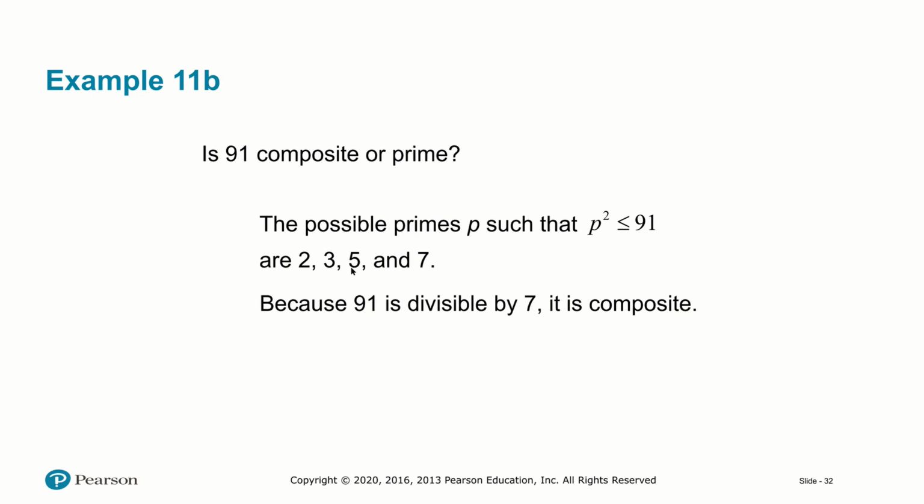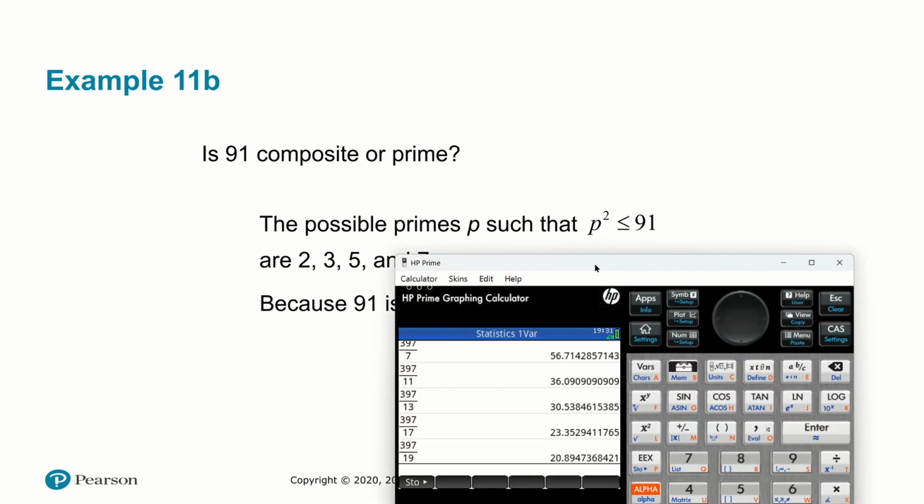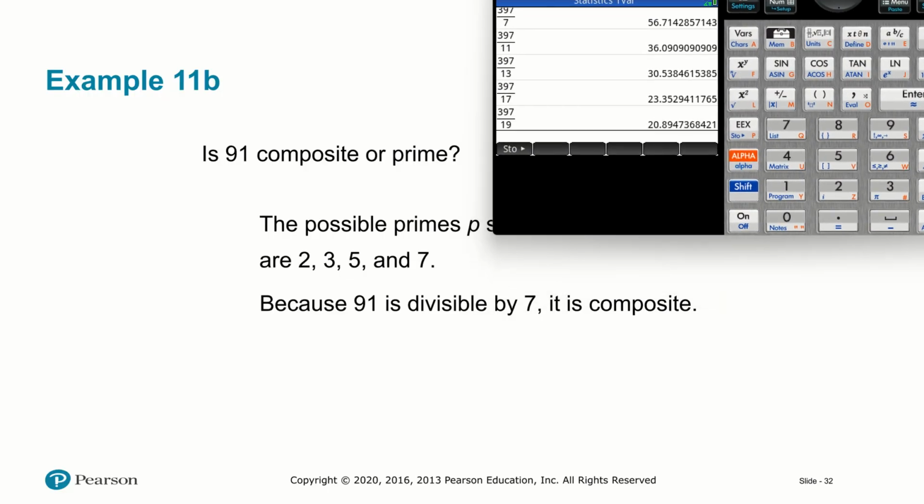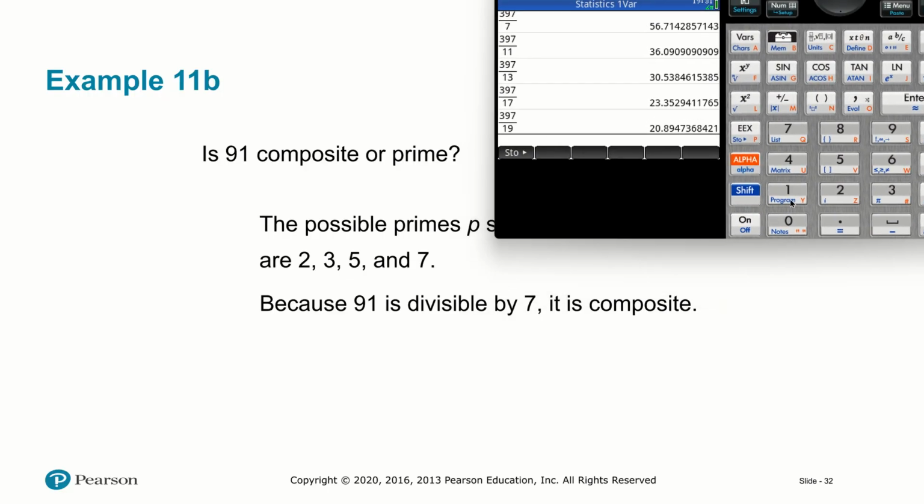check. All right, how about 91? Composite or prime again? All we have to do is check divisibility by the primes less than or equal to the square root of the number. So take the square root of 91.